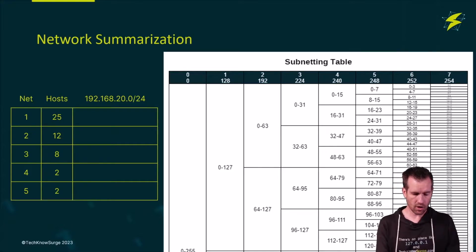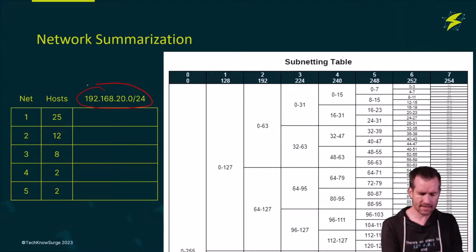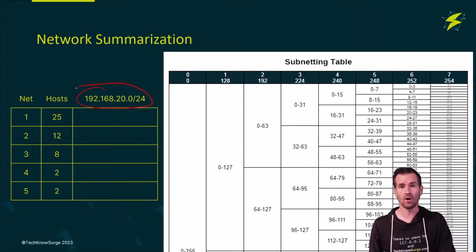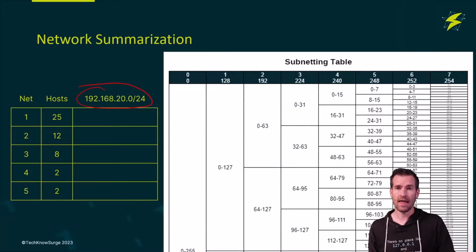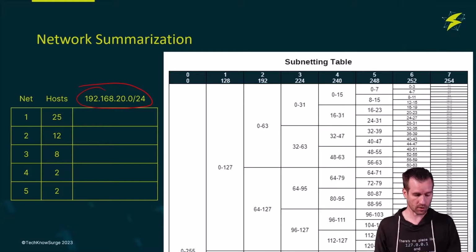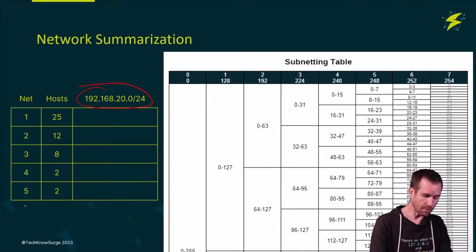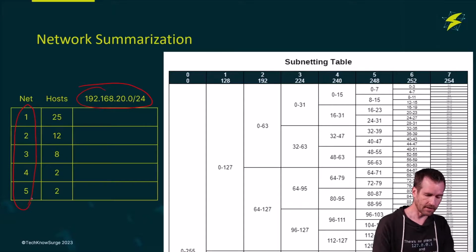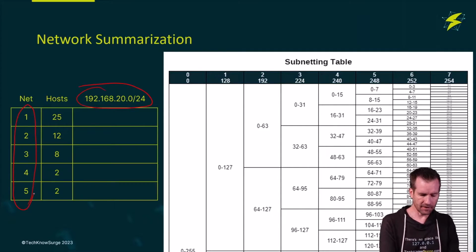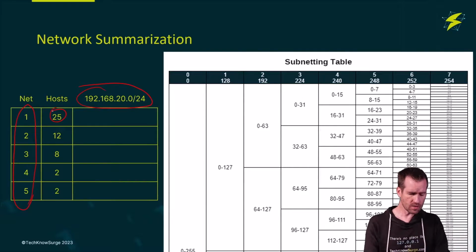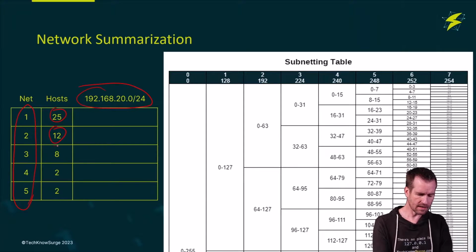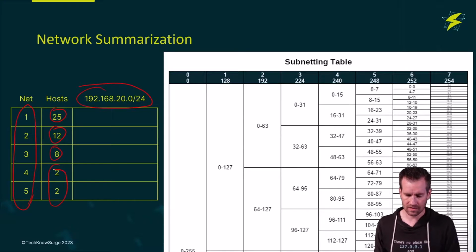In this scenario, we have a 192.168.20.0/24 network to work with. We need to provide for 5 different networks. The first network is going to need 25 hosts, the next one 12 hosts, then 8, and then 2 networks that just need 2 hosts each.